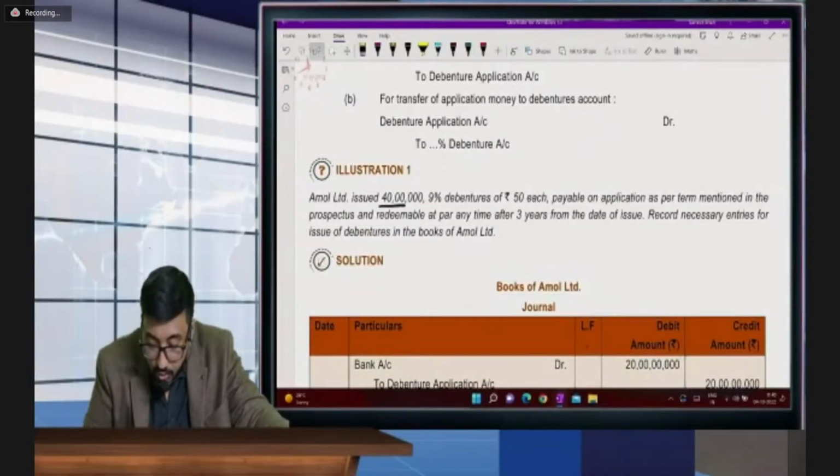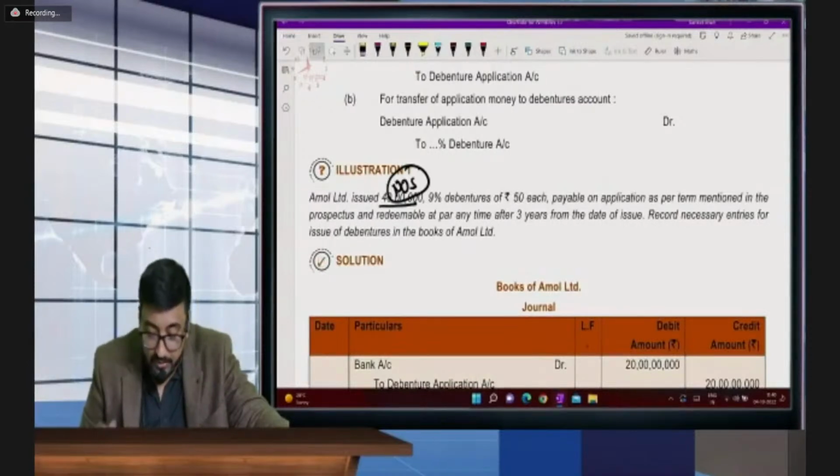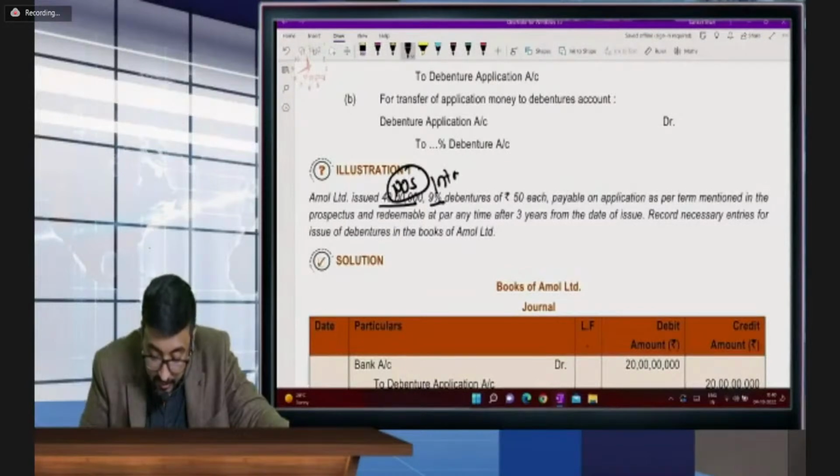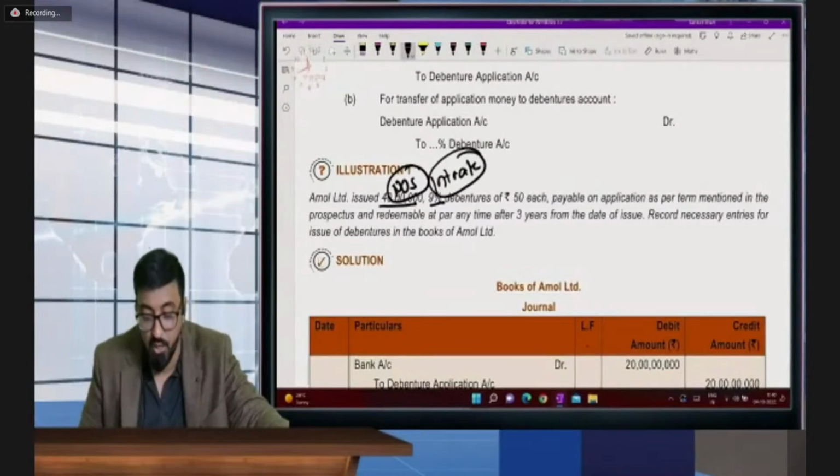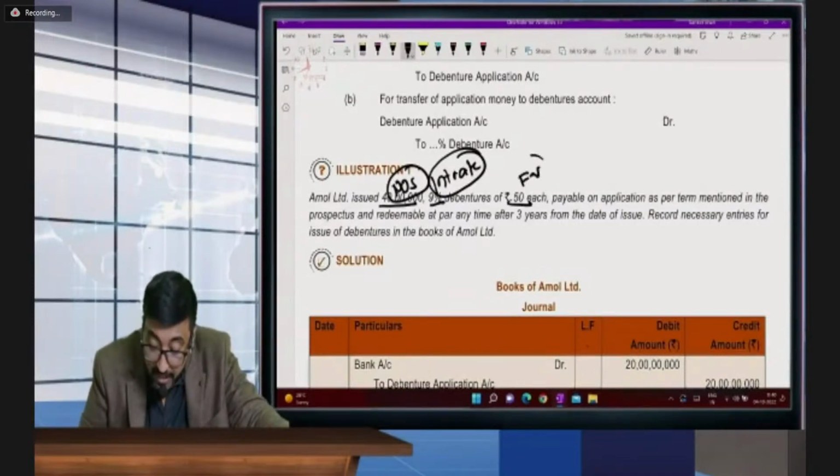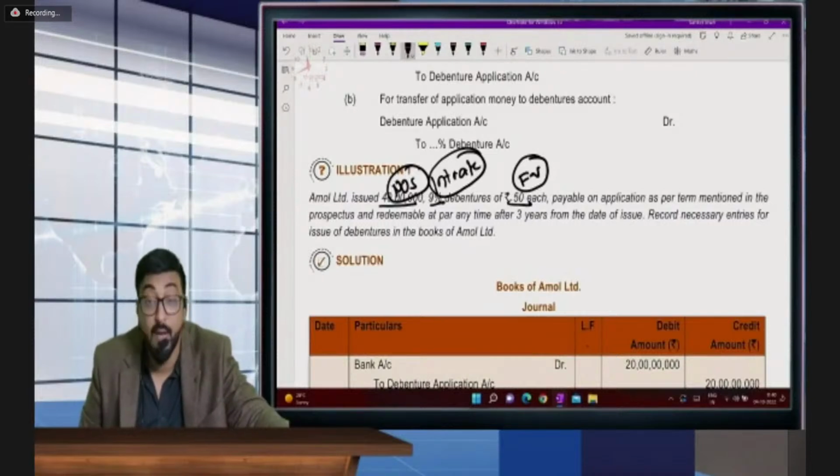Amol Limited issued 40 lakhs. 40 lakhs is the number of debentures. 9% is the interest rate. And 50 rupees is the face value. Rupees 50 is the face value.